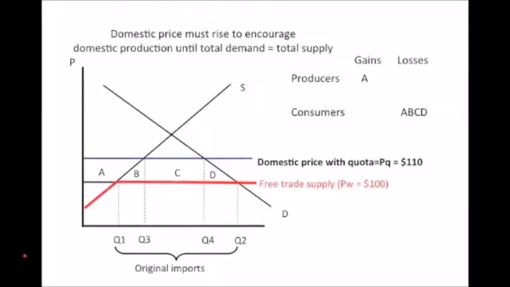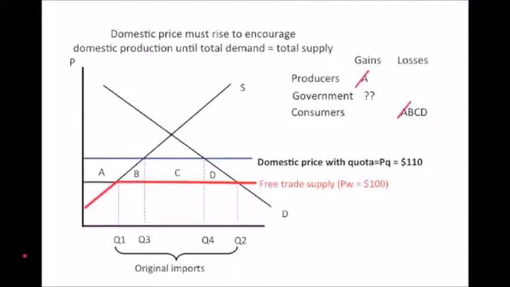And then we have a question about how the government is affected by this. With the tariff, they had government revenue directly through the import tax. The impact on the government in this instance is going to be unclear because it depends on how the licenses are allocated for the imports that come in.